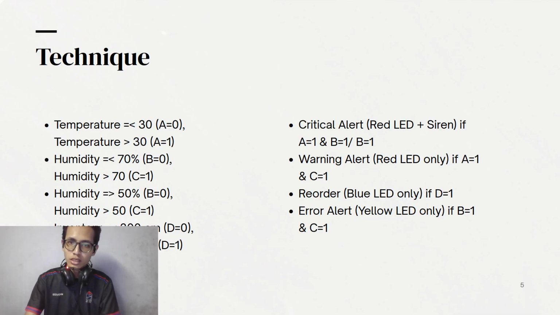Next is the warning alert, which is only the red LED, if A equals 1 and C equals 1. We will reorder when the blue LED is active, if D equals 1. And the error alert will occur when B equals 1 and C equals 1, if somehow they are active at the same time, which is the yellow LED only.